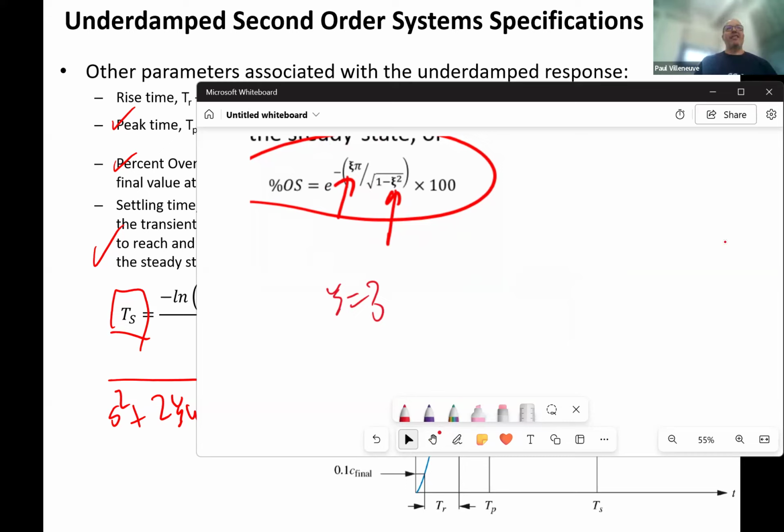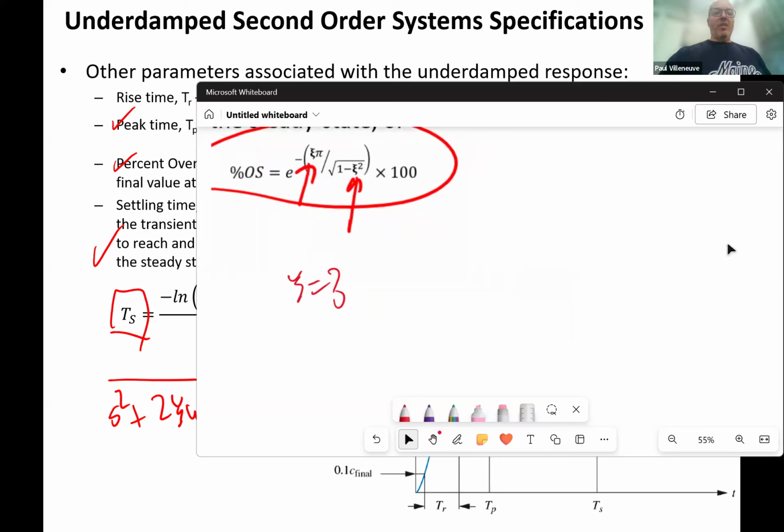This is a tough one, right? Because you've got e to this, to that, and all that stuff. It can be a lot, so I'll help you as best as I can. I'll go with percent overshoot is equal to 100 divided by e to the zeta pi over the square root of 1 minus zeta squared, right?